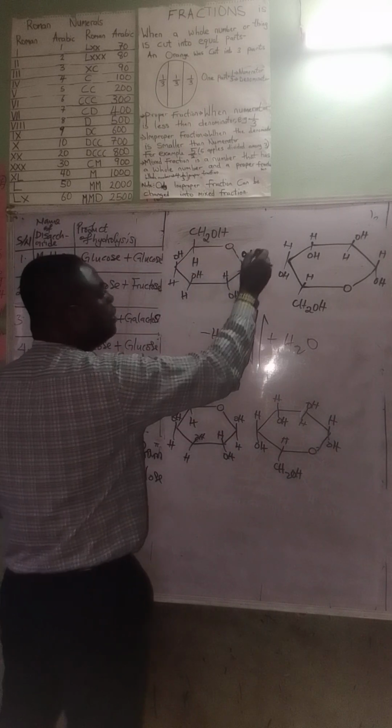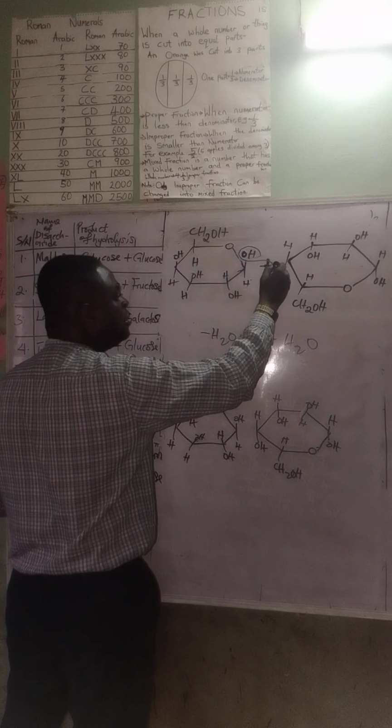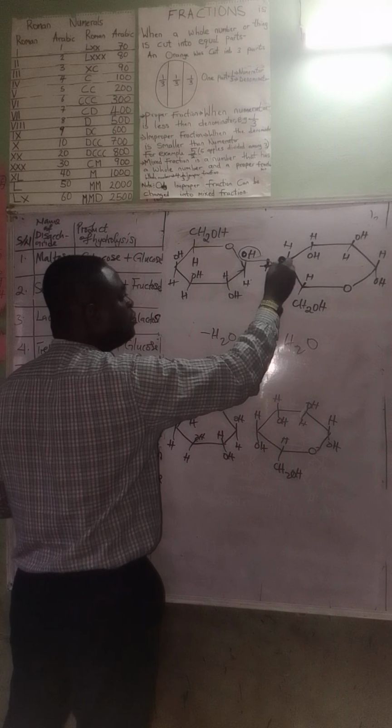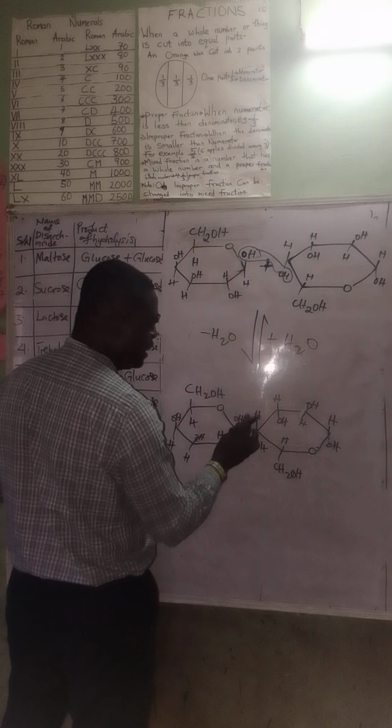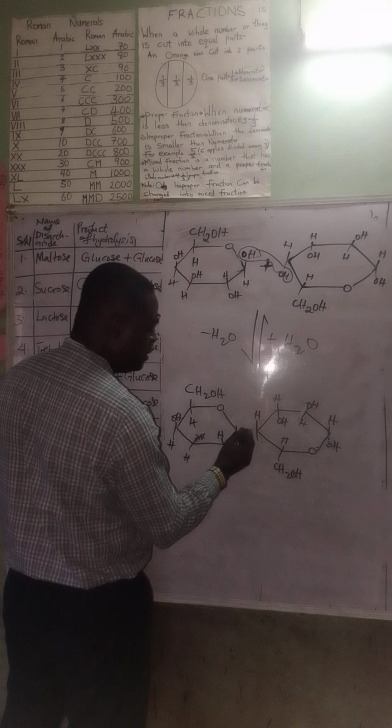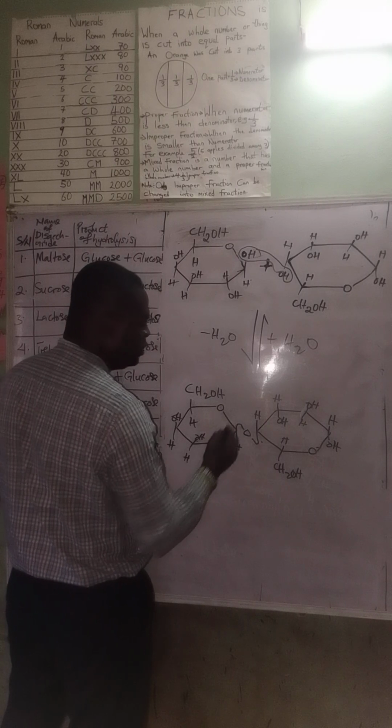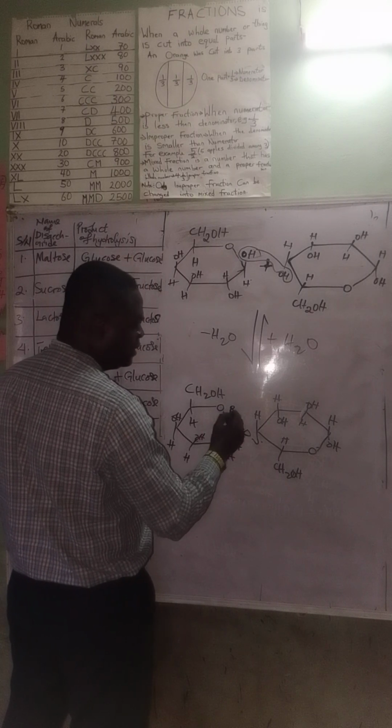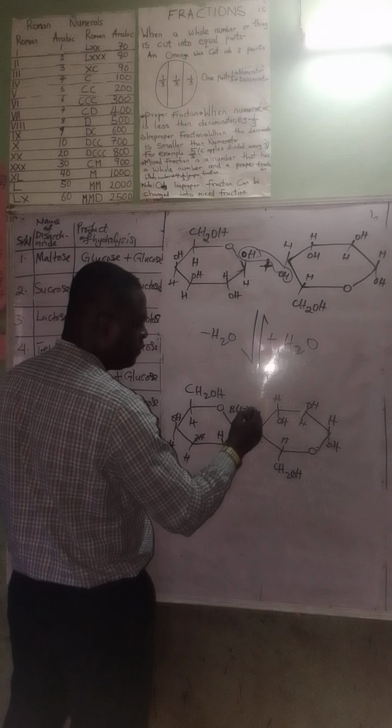So what do I want to do? I will take this OH and take what? This hydrogen. Then this oxygen will not be centralized. So I remove these two things. I have something like this. So this linkage is what? Is beta 1 to 4.